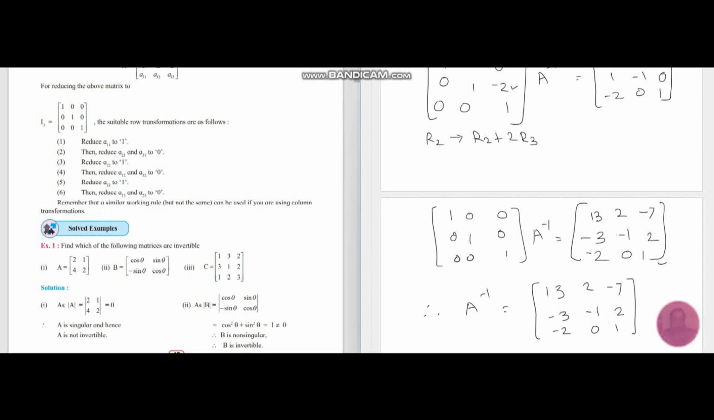Apply the same row operations on the left hand side and right hand side in each step. This is the identity matrix. So identity matrix into A inverse is equal to this matrix. So A inverse is equal to this. So our solution is completed. For solving a problem using column transformations, use the same column operations.